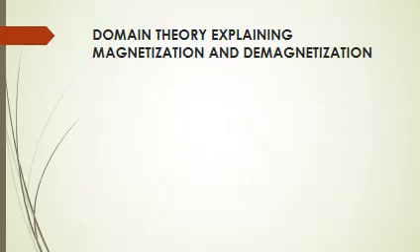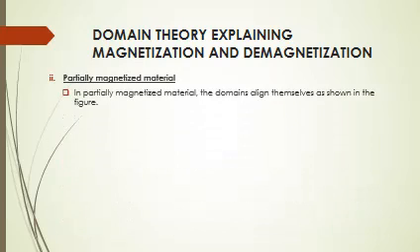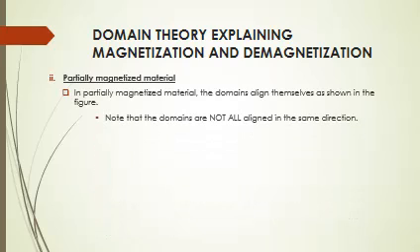Now let us continue with how domain theory can help us to explain magnetization and demagnetization. Remember, we are still on magnetization, and how it can be explained using domain theory. Now let us look at the second class of magnetization, which is partially magnetized material. In partially magnetized material, domains are not all aligned in the same direction. You see some domains aligned in the same direction, but other domains aligned in different directions.